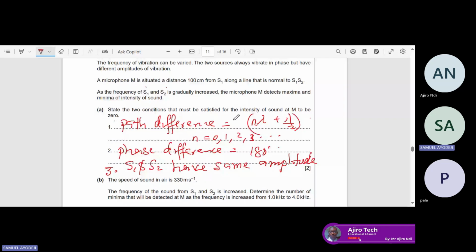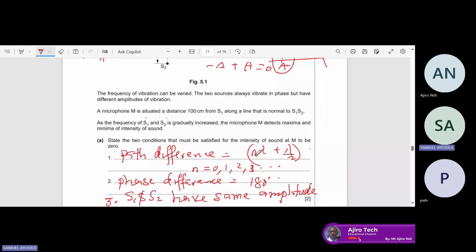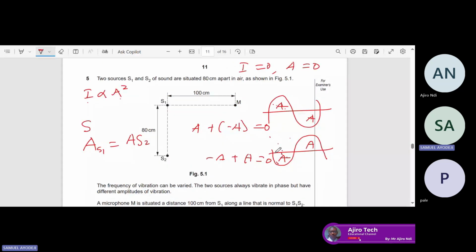I arrive at this by saying this. The question says the intensity at M here is 0. So that intensity they are referring to is total intensity. And if total intensity goes to 0, that means total amplitude also must go to 0. And if amplitude must go to 0, that means they must be the same and they must be opposite. That means out of phase. Are you getting my point?